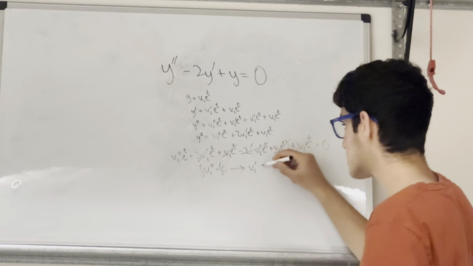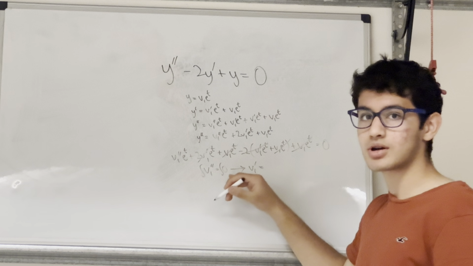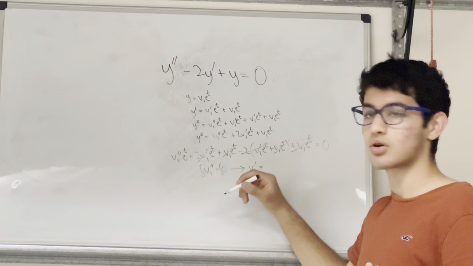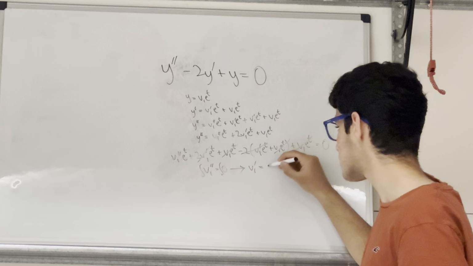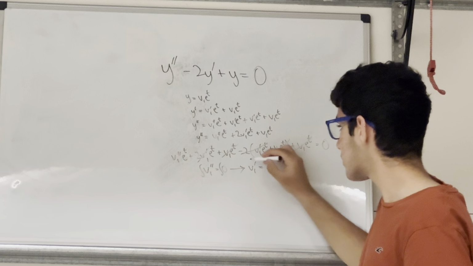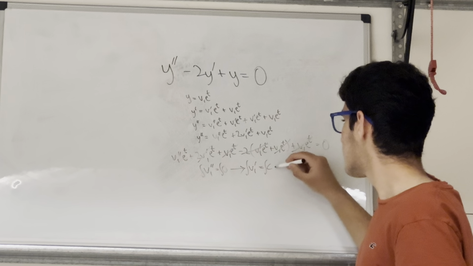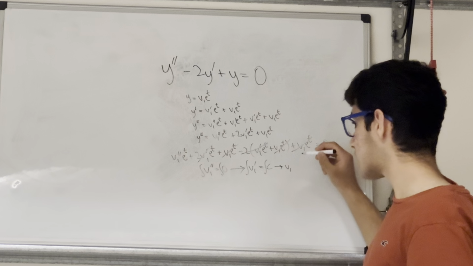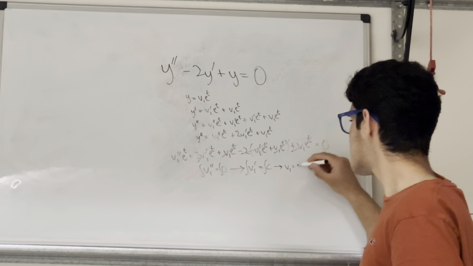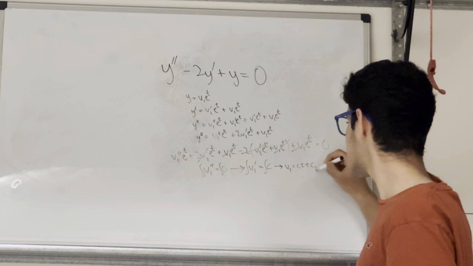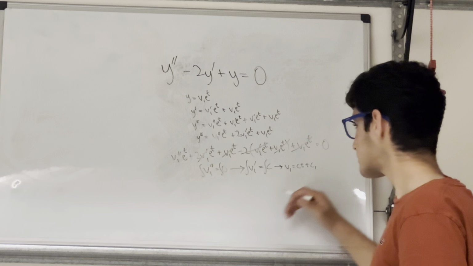So v1 prime is equal to, what's the integral of 0 dt? It's just a constant, right? So we're just going to go ahead and call this constant c. We're going to try it again. We're going to integrate this, and we'll get v1 is equal to ct plus c1, some other constant.